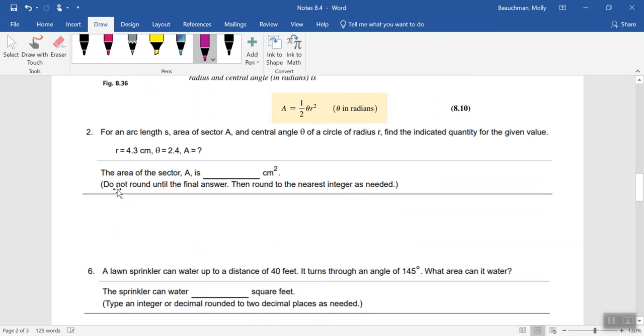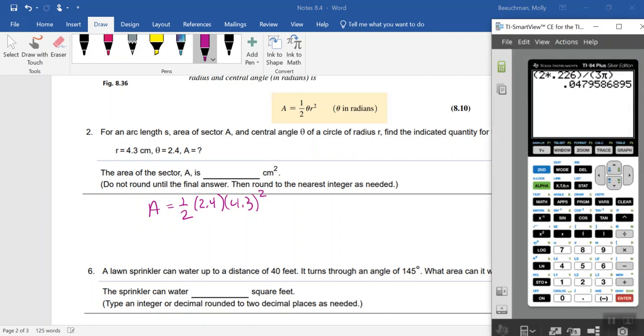All right, first example. For an arc length S, area of sector A and central angle theta of a circle of radius r, find the indicated quantity for the given value. We're given a radius of 4.3, an angle of 2.4. I know it's in radians because it doesn't have a degree sign. Find A. All right, so A is going to equal 1/2 times the angle measure, which is 2.4, times r squared. The radius is 4.3 squared. Okay, so this one is a straightforward question where you plug in.